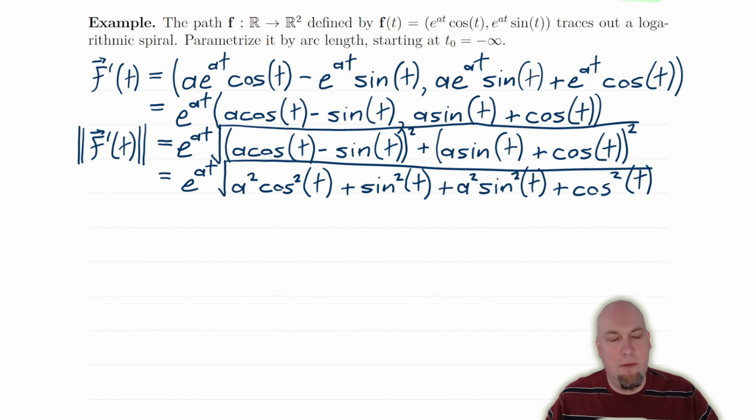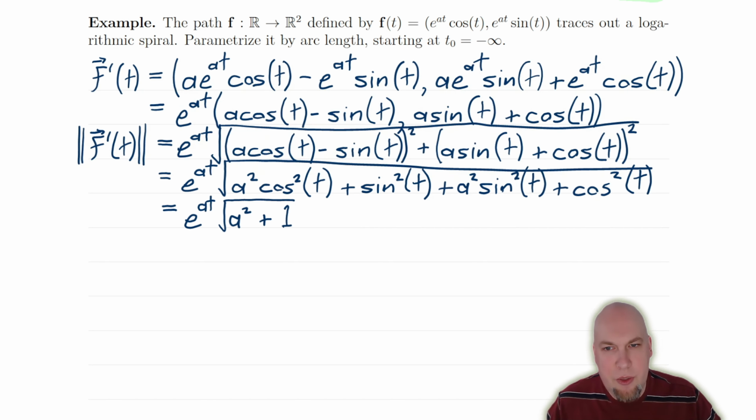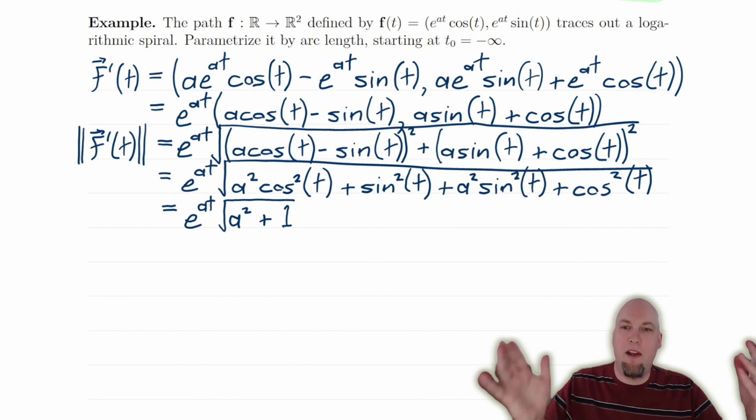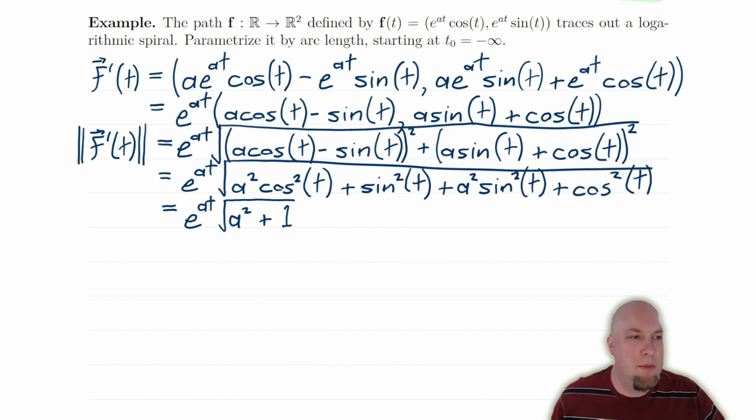Now something really nice happens. I can use everyone's favorite trig identity, sine squared plus cos squared equals 1, again. I've got an a squared cos squared and an a squared sine squared, and that just becomes a squared. Then I've got a sine squared plus a cos squared, which gives me an extra 1, all still underneath the square root sign. So that's my formula, about as simplified as possible for the speed of this path.